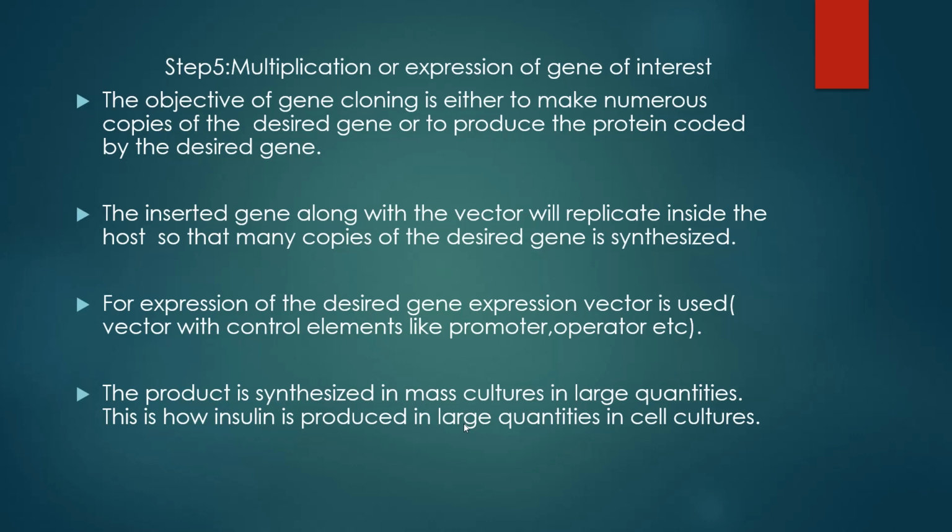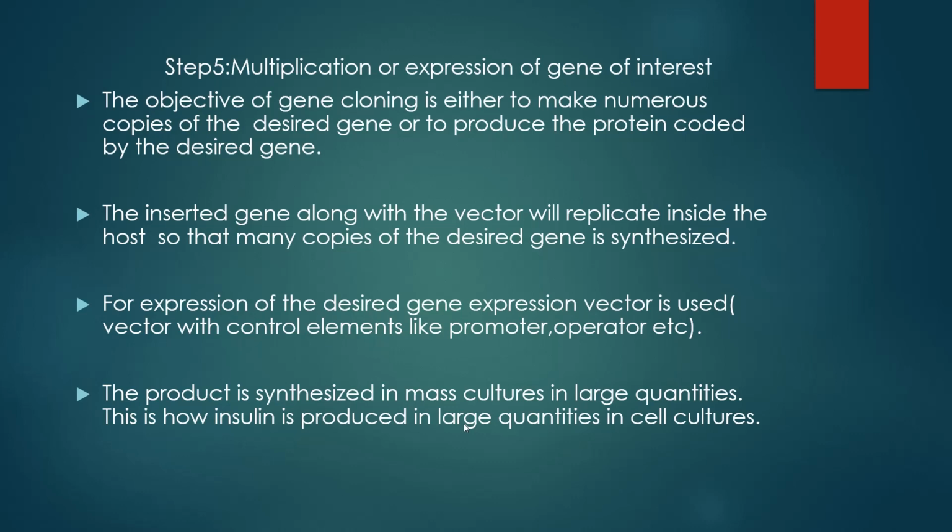Once the selection process is completed, then we go for multiplication of that gene, or if you want to know the expression of that gene of interest. The objective of gene cloning is either to make numerous copies of the desired gene or to produce the protein coded by the desired gene. The inserted gene along with the vector will replicate inside the host so that many copies of the desired gene are synthesized.